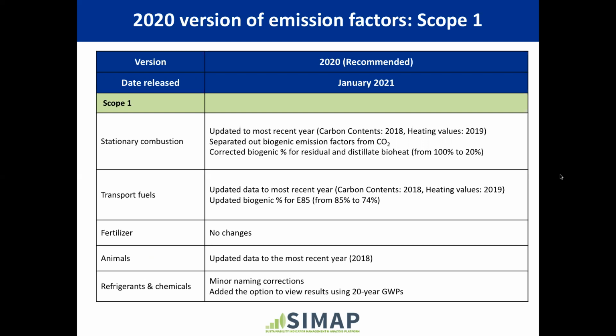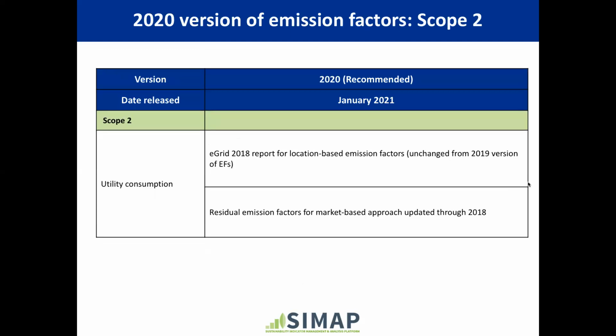Refrigerants and chemicals, which are also part of scope 1, we've made a few minor corrections to the species names, and there are now also options to view these results with the 20-year GWPs, which I will discuss a little more later on. For scope 2, like I mentioned before, the only update in this version of the emission factors are the residual-based factors for the market-based approach. The location-based emission factors have not been updated because there has not been a new release of eGrid since last year's version.